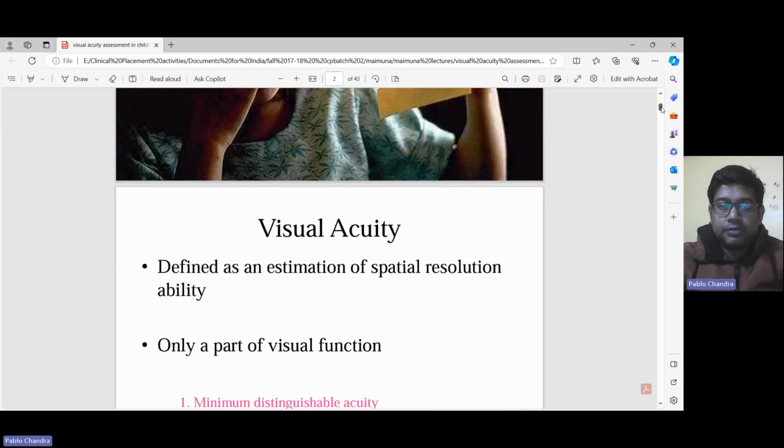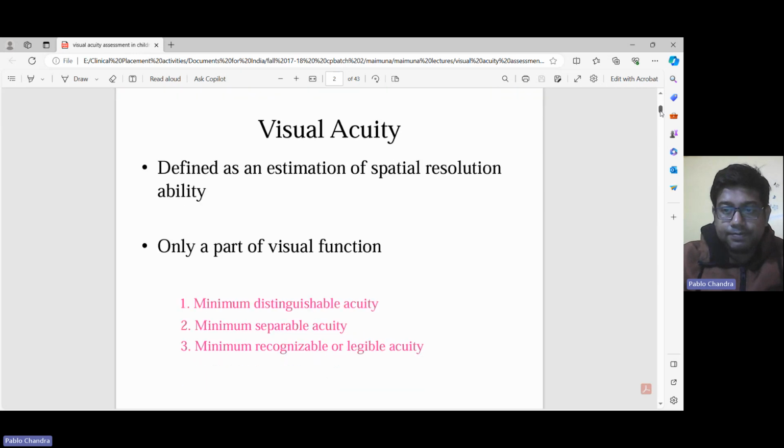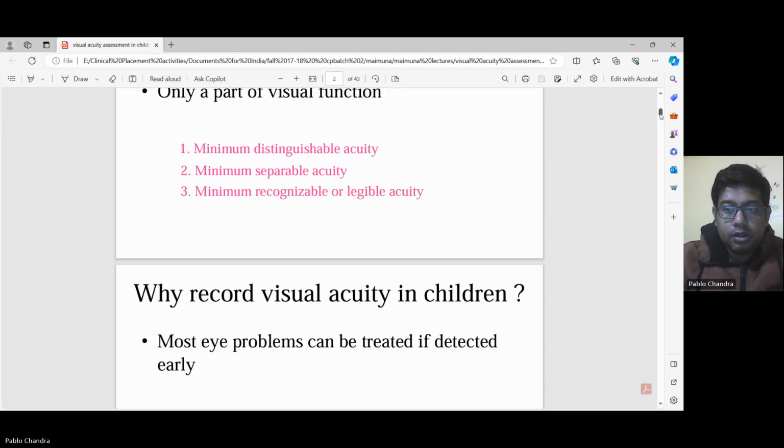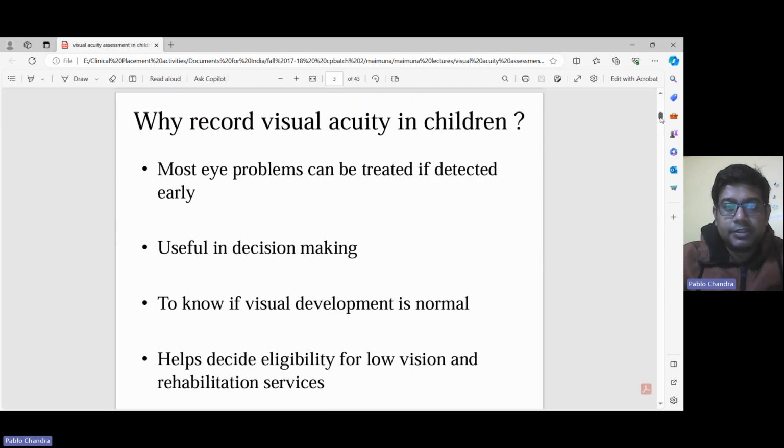First of all, as we have already discussed, visual acuity is an estimation of spatial resolution ability. It is only a part of visual function: minimum distinguishable acuity, minimum separable acuity, minimum recognizable or legible acuity. We have already discussed it. Here you can see why we should record visual acuity in children. What is the importance? Why is it important?